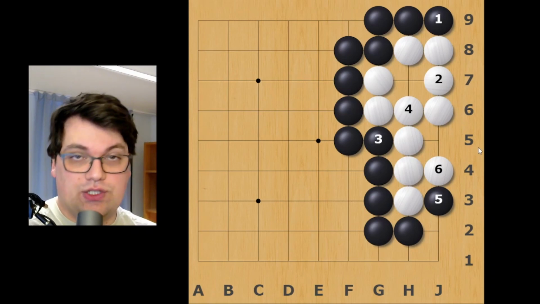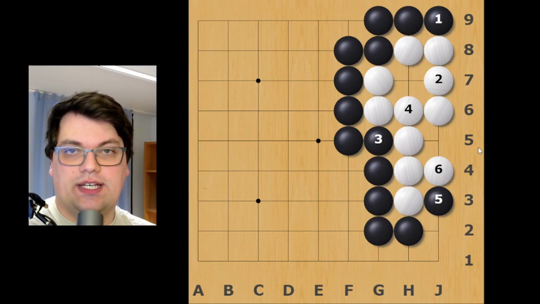This group clearly has two eyes, and this is what I'm imagining in my head when I say that a group has two eyes. So the next time you hear someone say that a group has two eyes, and you can't clearly see it, take that position and play it out. It's one of the most important things you can do to improve your Go knowledge.